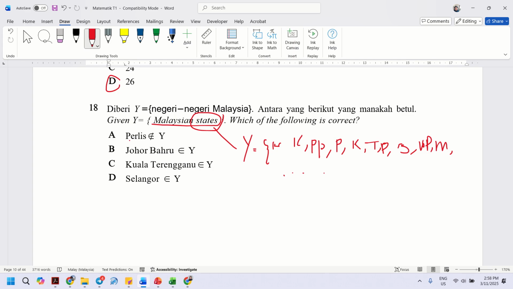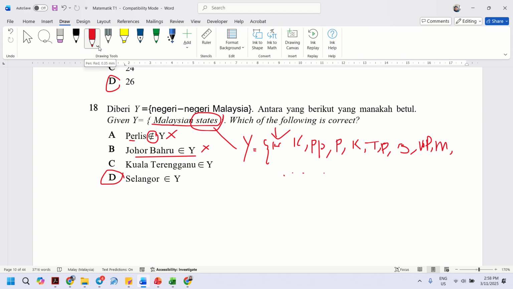So, Perlis, what is this sign? Element. Is Perlis not an element of Y? No, because Perlis is an element of Y. Is Johor Bahru an element of Y? No, this is wrong. Johor Bahru is not a state, it's a capital city. Same goes for Kuala Terengganu, it is not a state of Malaysia, it's the capital city of Terengganu. So the correct answer is D.